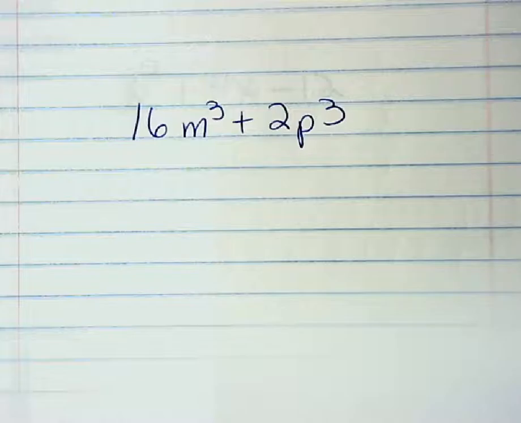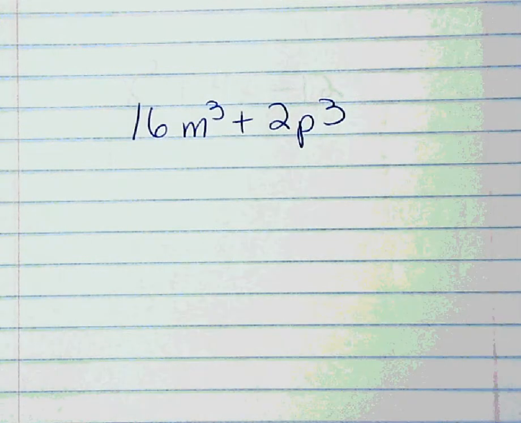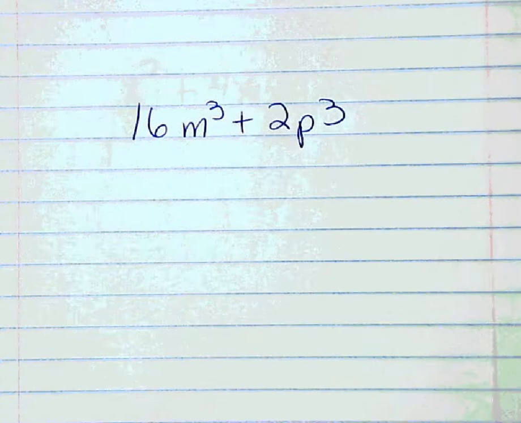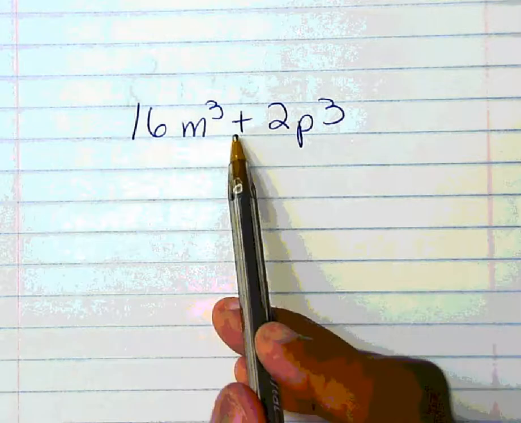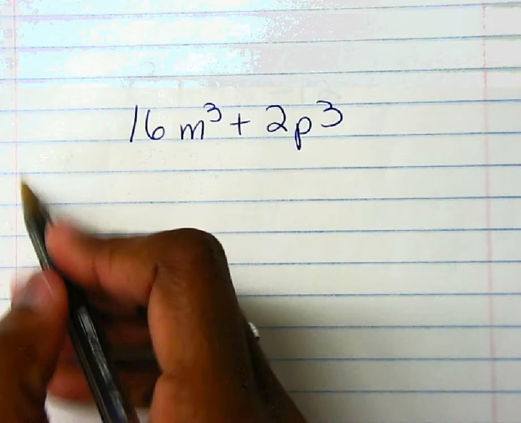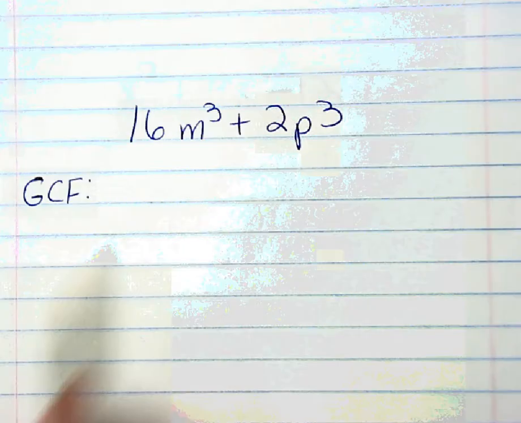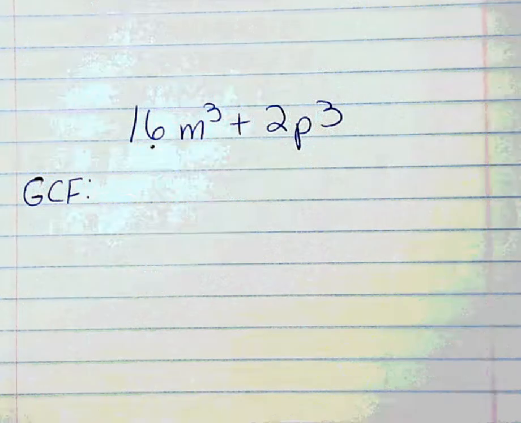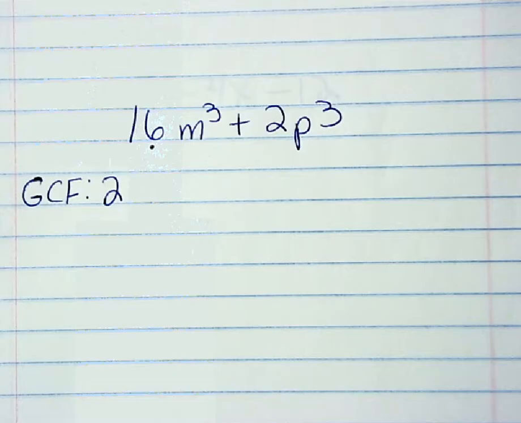Let's look at another example. This time I have 16m cubed plus 2p cubed. Okay, I know it's a binomial, but I'm always going to start with my greatest common factor. I'll look at the coefficients. The greatest common factor of 16 and 2 is 2. I'll look at the variables. They don't have a common factor, so my GCF is 2.